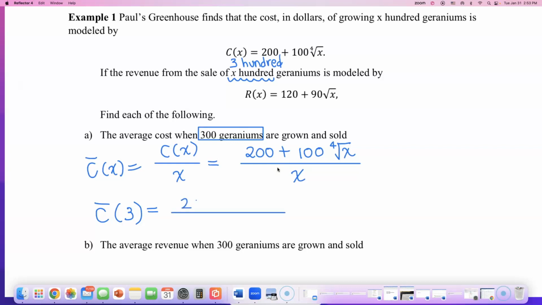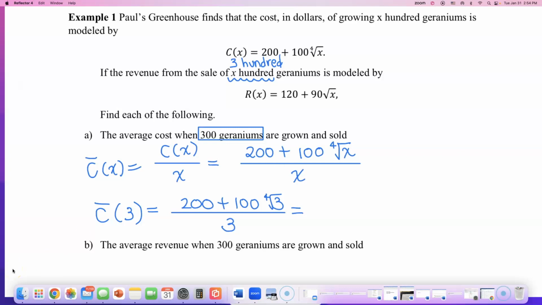I'll get 200 plus 100 times the 4th root of 3, over 3. Pause the video. Use a scientific calculator to find that answer.